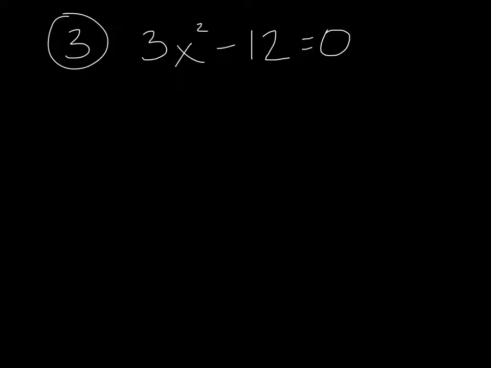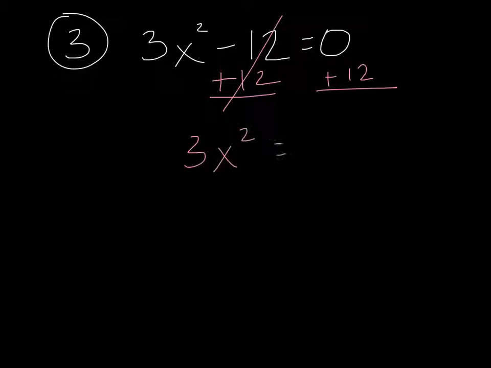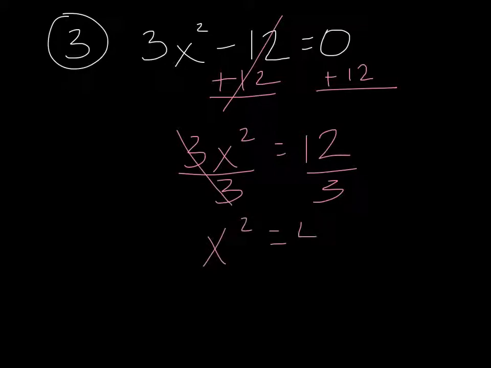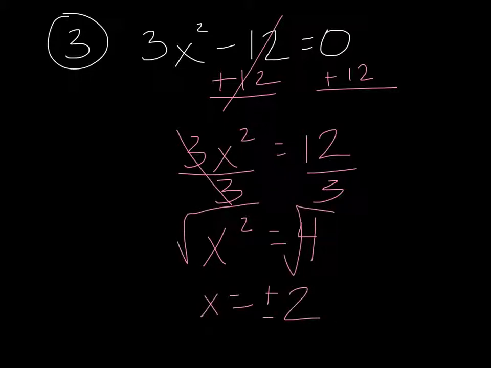Number 3, again, do we have a b? Do we have any terms with x? No. So we want to get x² by itself. So first step would be to add 12 to both sides. So you have 3x² equals 12. Divide both sides by 3. So x² equals 4. Once the x² is by itself, square root both sides, and you get x equals 2. So plus or minus 2.